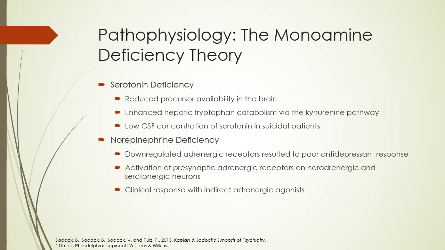Next, there is clinical response with indirect adrenergic agonists. So when we say indirect adrenergic agonists, these drugs increase the bioavailability of norepinephrine in the synapse by inhibiting their breakdown. An example of this would be inhibitors of monoamine oxidase. They found out that in patients with depression, when you give them monoamine oxidase inhibitors, there is an improvement in the symptoms of depression.